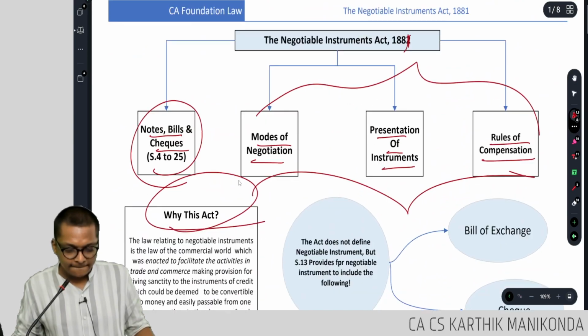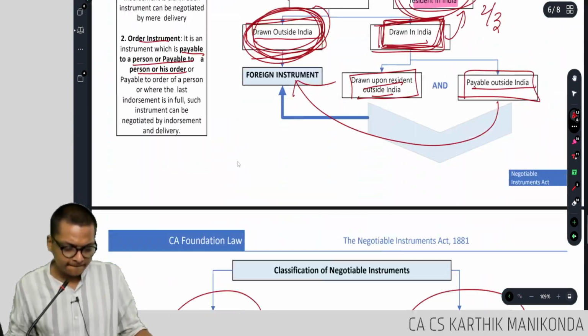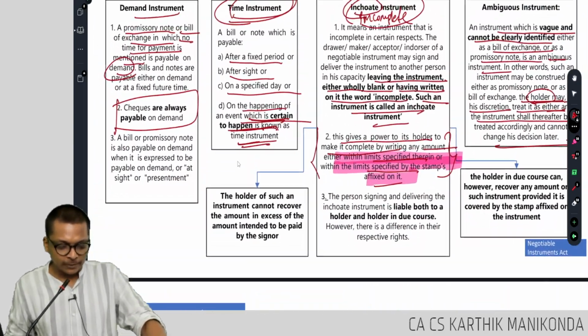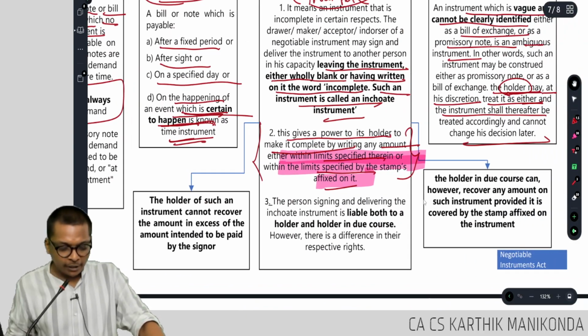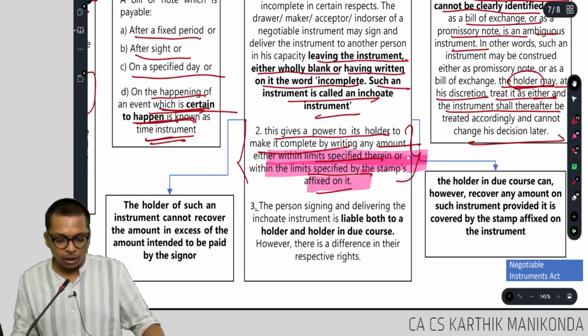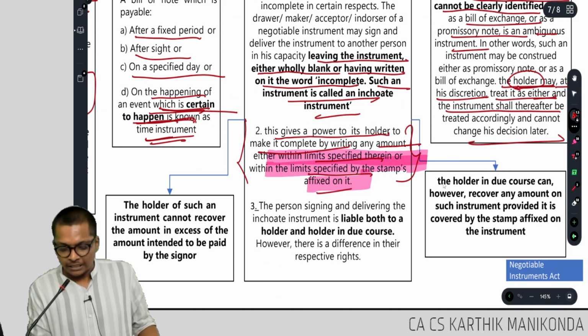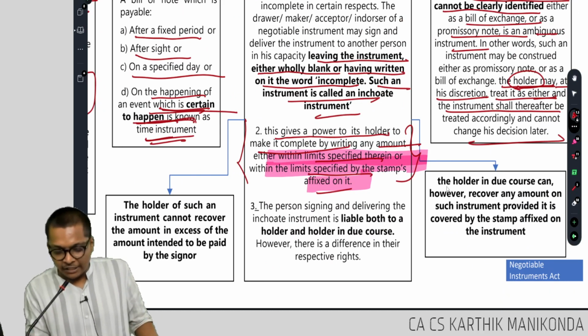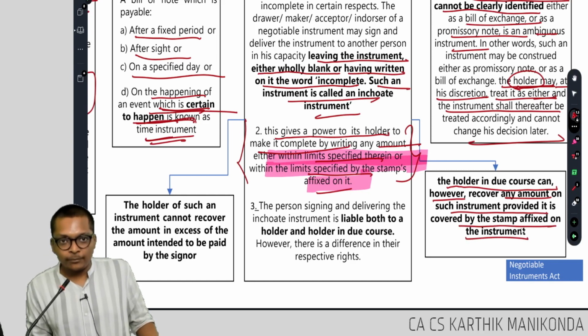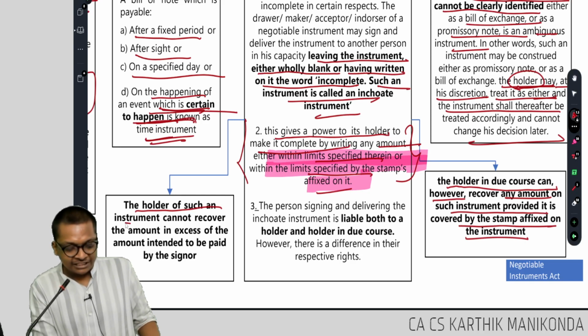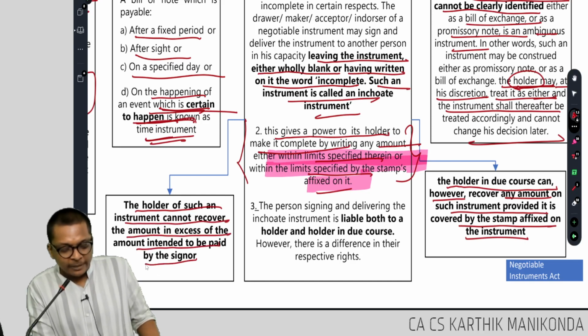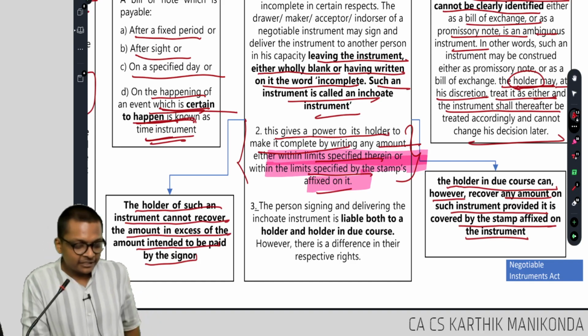Look at this. Oh, it's down, sorry. Yeah, inchoate instrument. I intentionally skipped that point over there. Now, in an inchoate instrument, the person who is completing it, if he is a holder in due course, can recover any amount on the instrument provided it's covered by the stamp duty. The holder of such instrument cannot recover the amount in excess of the amount intended to be paid by the signer. Let me explain this.